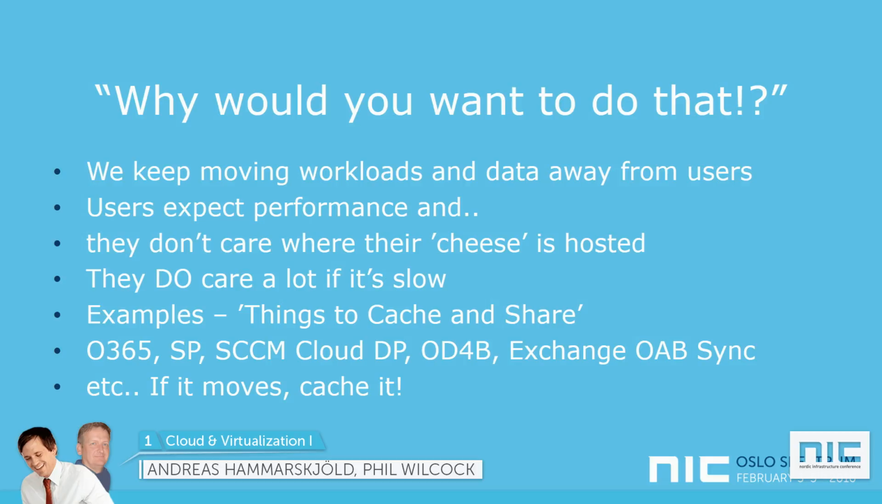Config Manager now has Cloud DPs, has for a while, which now works because there's a hotfix out for branch caching. OneDrive for Business, there's a massive demand. Dropbox has a thing called LAN sync, so you can share stuff via Dropbox, and that's missing from OneDrive for Business at the moment.